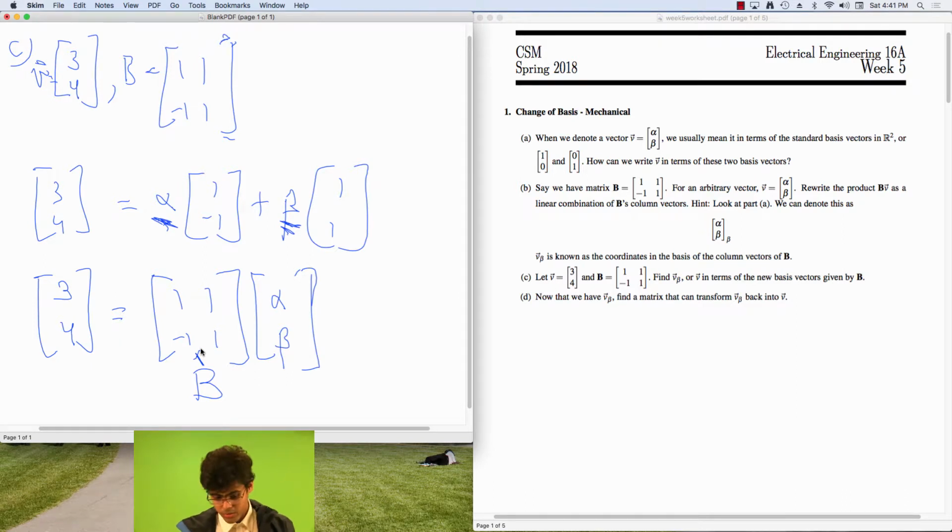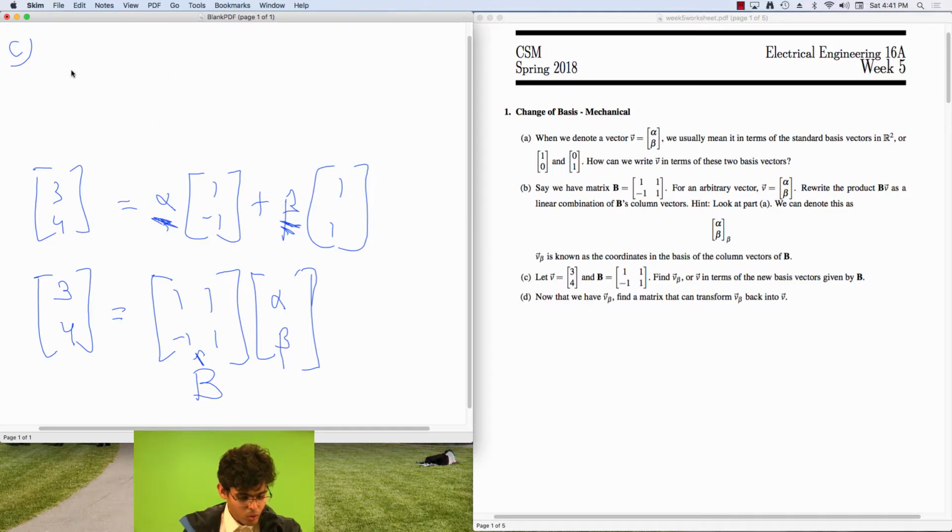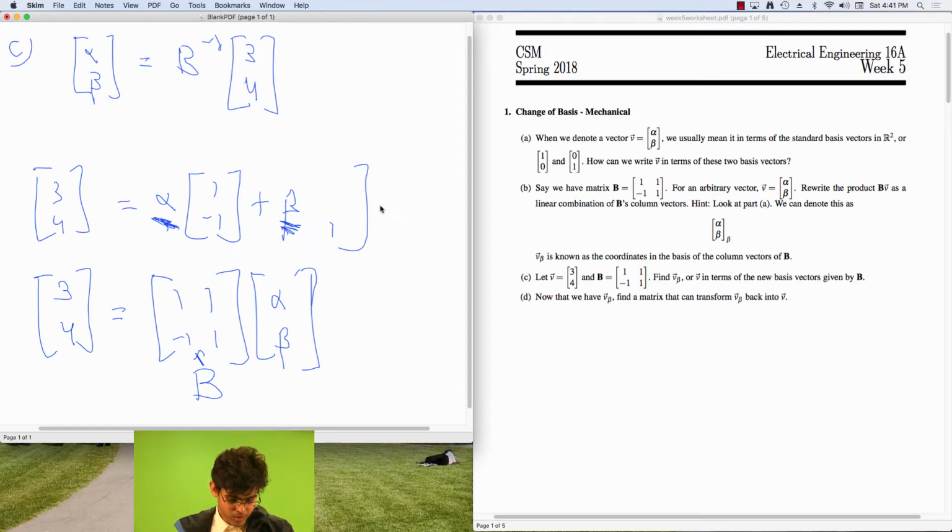And so all we have to do in this case is, I'm just going to erase this part. So all we need to do to find alpha and beta, which are the weights that we need to find, is multiply B inverse times the vector 3, 4. So step 1 would be to find B inverse, and step 2 would be to actually multiply B inverse with the vector 3 and 4.